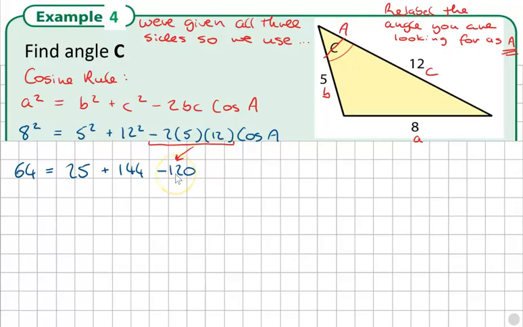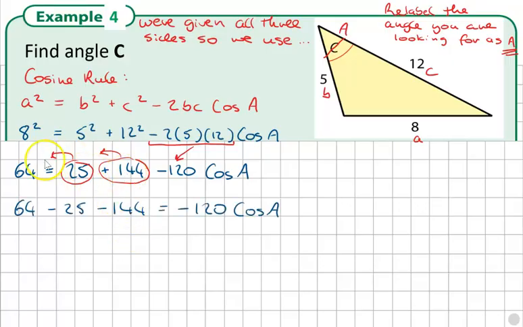We get minus 120, and we stick on cos A. So then we simplify. The 25 and 144 will come over the equal sign. So we have 64 minus 25 minus 144 is equal to minus 120 cos A. So 64 minus 25 minus 144 is minus 105. So that's equal to minus 120 cos A.